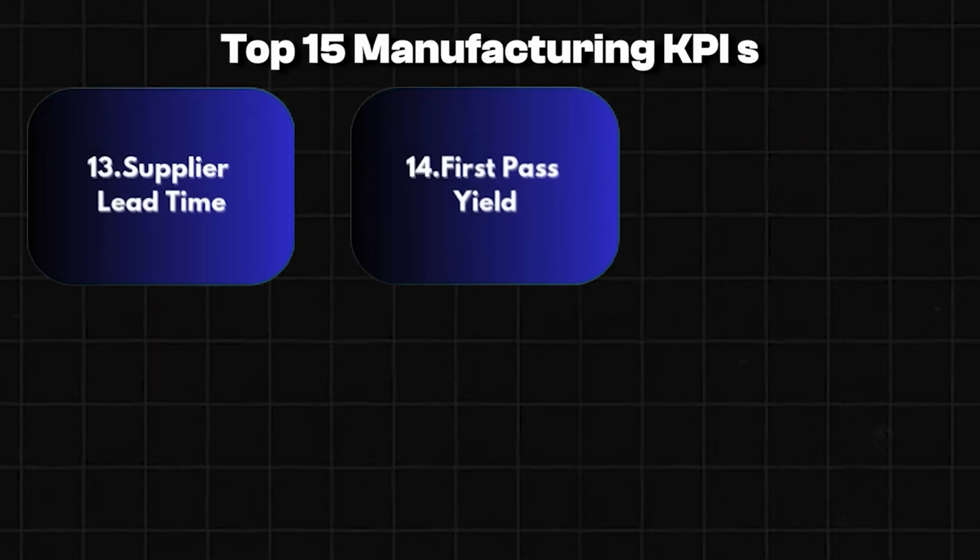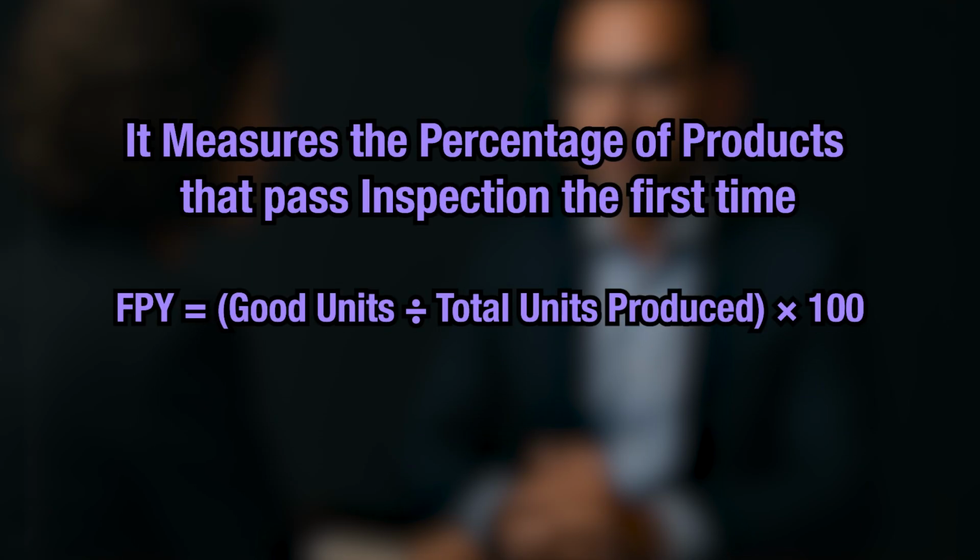Our manufacturing KPI number 14 is the first pass yield. It measures the percentage of products that pass the inspection or the quality control the first time. A rising first pass yield means stronger quality and less rework.